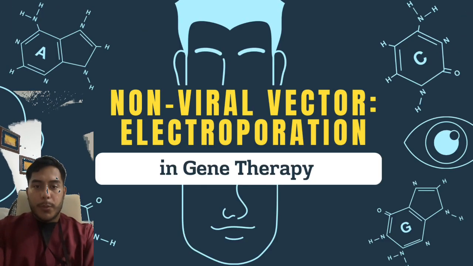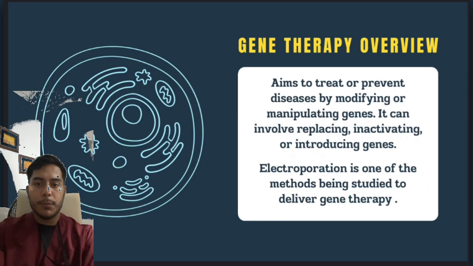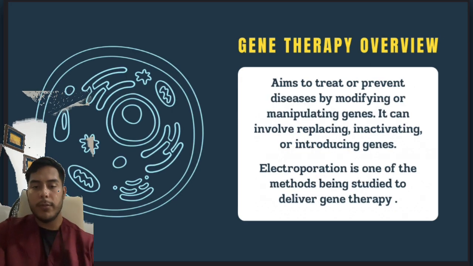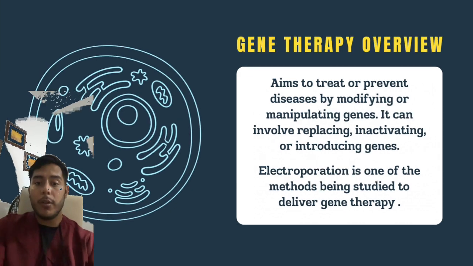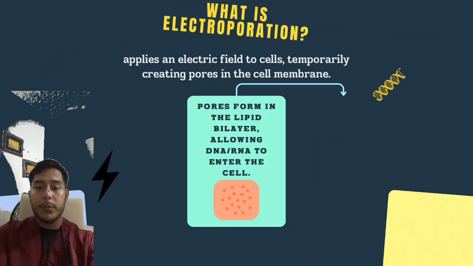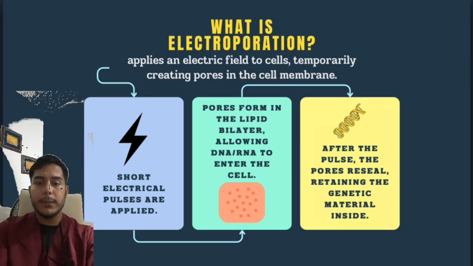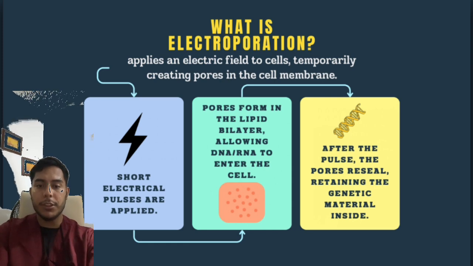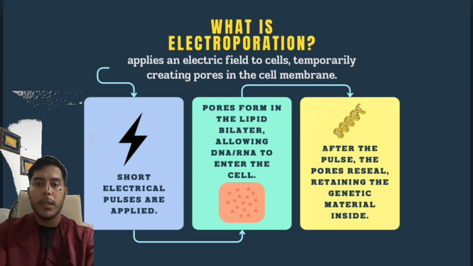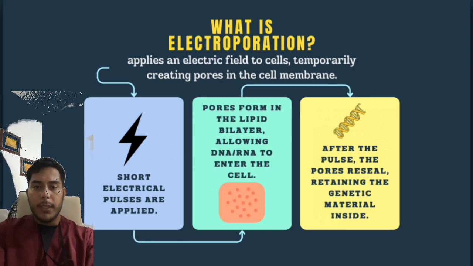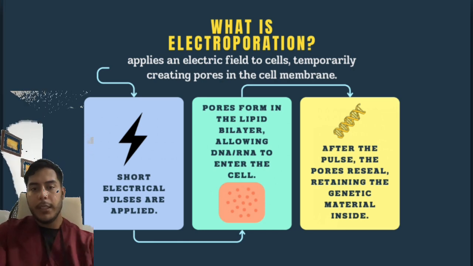Today we're going to explore a technique called electroporation, which plays a key role in the delivery of gene therapy. Gene therapy overview. Gene therapy aims to treat or prevent disease by modifying or manipulating genes. This can involve replacing, inactivating, or introducing new genes to avoid genetic disorders or diseases. One of the promising methods being studied for delivering gene therapy is electroporation.